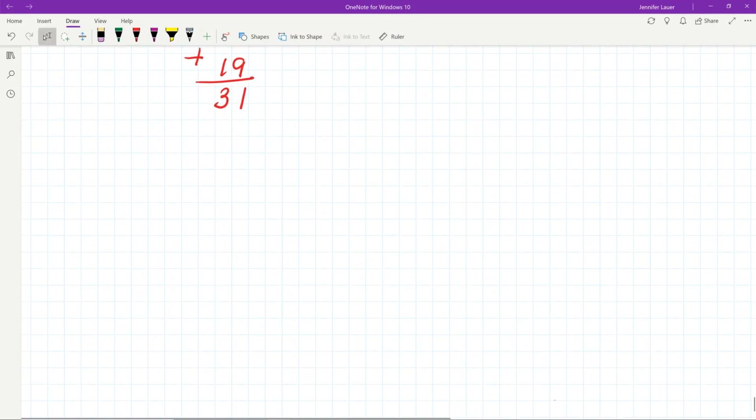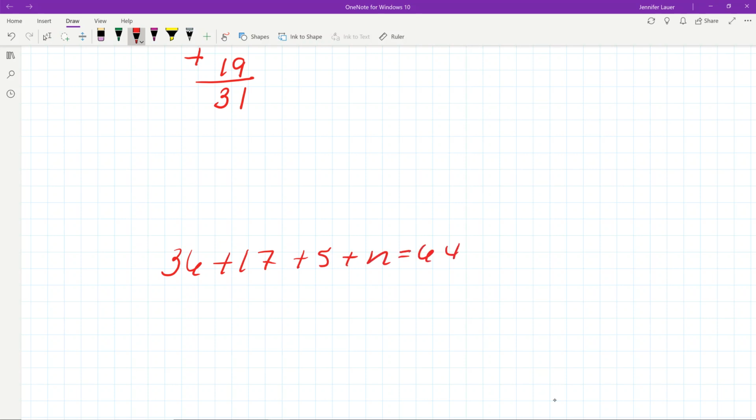Let's try another one. We have 36 plus 17 plus 5 plus n equals 64. Before we can figure out what n is, we have a little bit of work to do. We need to go ahead and add what we can add, which is these three numbers right here. So I'm going to set them up long ways. It's just a little bit easier to add when you set things up long ways.